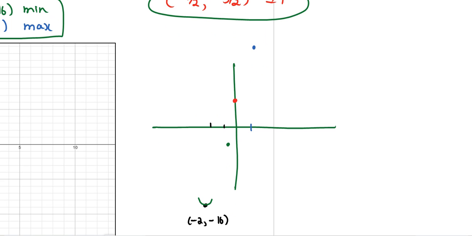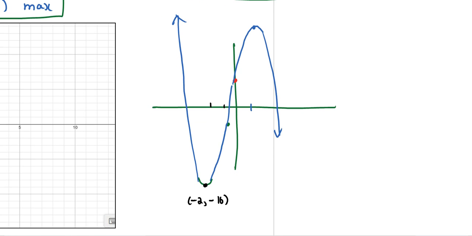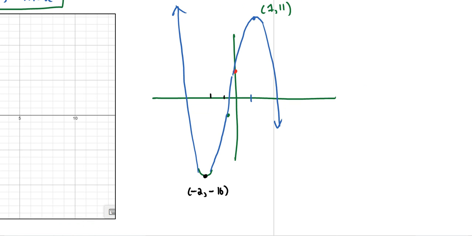I'm going to connect that roughly like this, down like that, and this is probably going to come down like that, and this is probably going to go up like that. Here is a very rough sketch of my graph. Once again, this point right here is the point 1 comma 11. Before I finish this question, let me put my second derivative number line here.